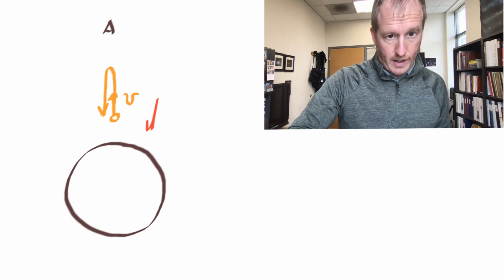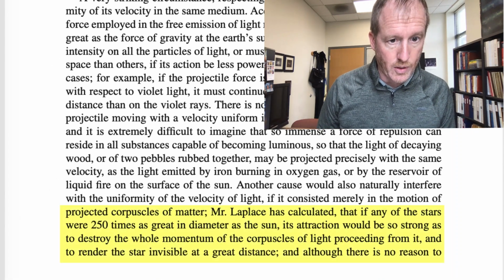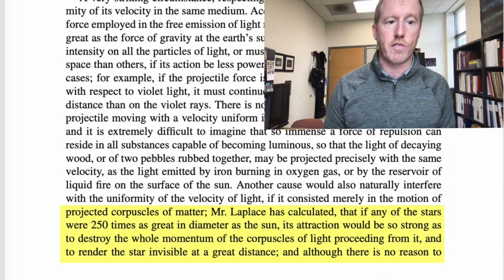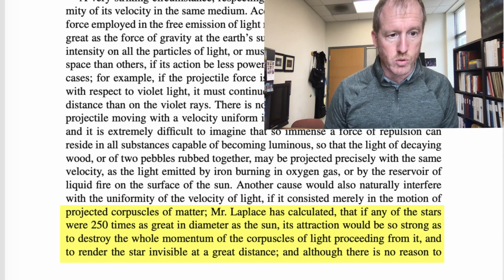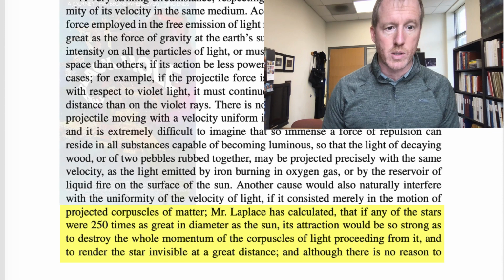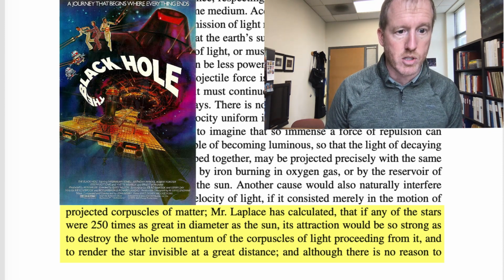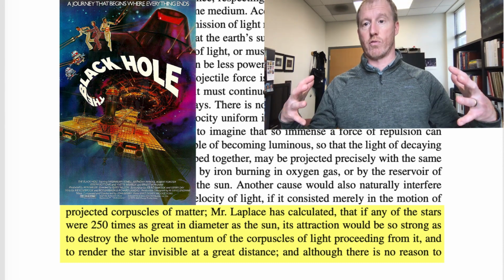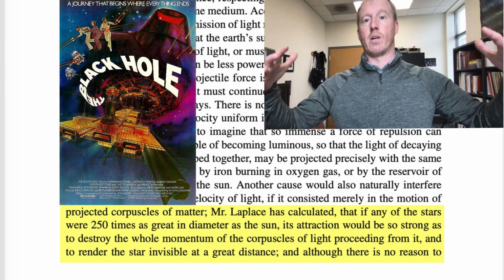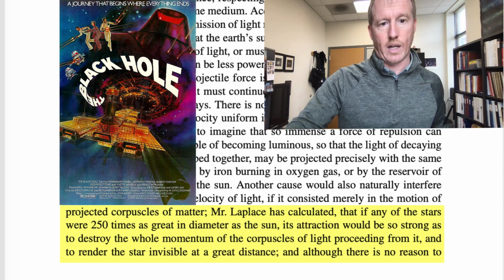And that's something that Young is mentioning right here. He says, "Mr. Laplace has calculated that if any of the stars were 250 times as great in diameter as the Sun, its attraction would be so strong as to destroy the whole momentum of the corpuscles of light proceeding from it, and to render the star invisible at a great distance." So if you had a star so massive that the gravitational force was great, the light being emitted from it would not be able to escape and would fall back, and you'd actually have a black hole. He doesn't use that term here.